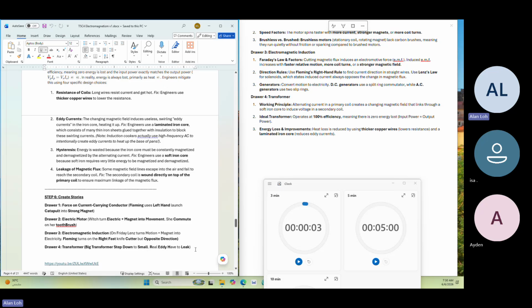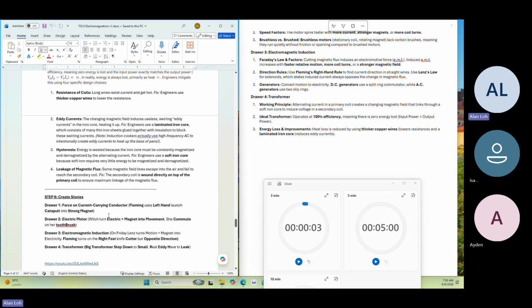Real Eddy have a leak. So real, the R is resistance, Eddy is the eddy current, have is hysteresis, leak is leakage of magnetic flux. Right. So real Eddy is not a fake Eddy. He went to the toilet to pee. So real Eddy have a leak. You can think of it this way. So that is for this part here.